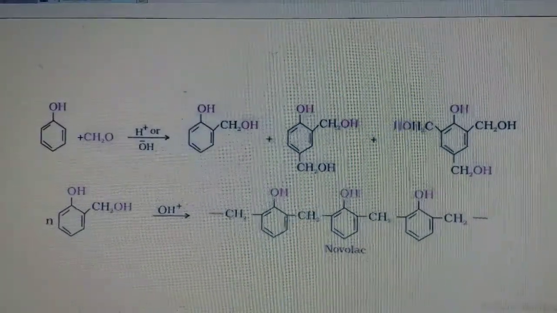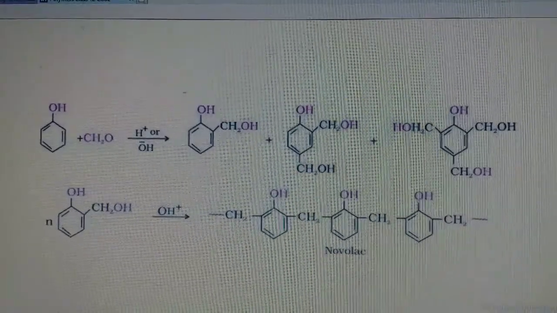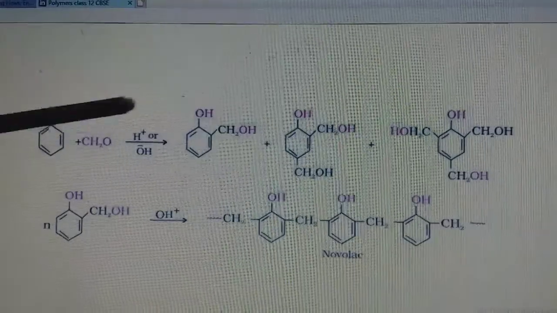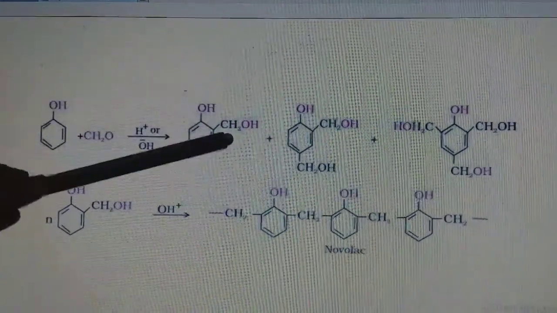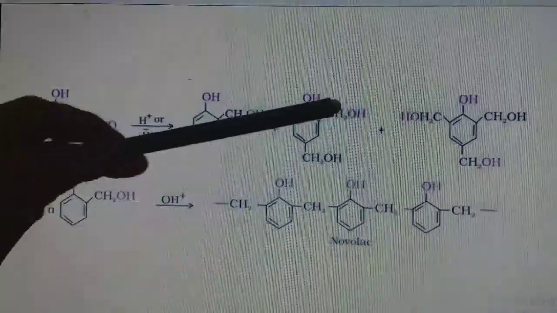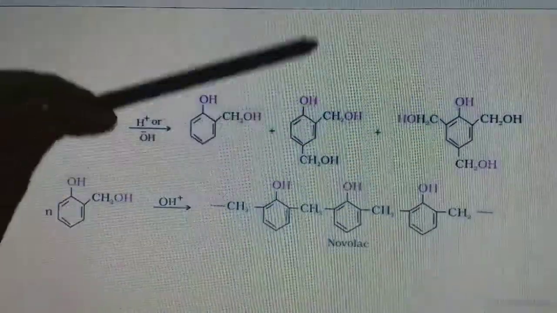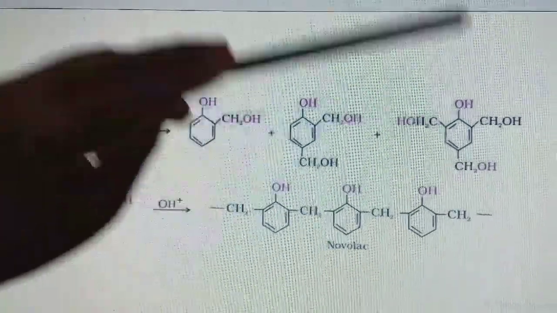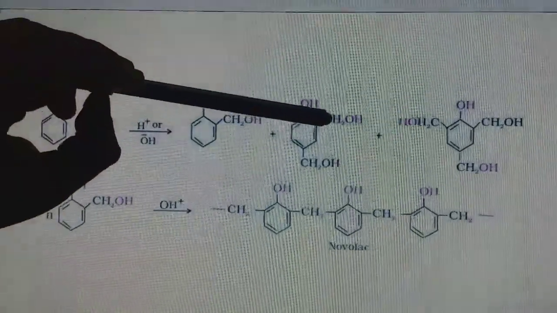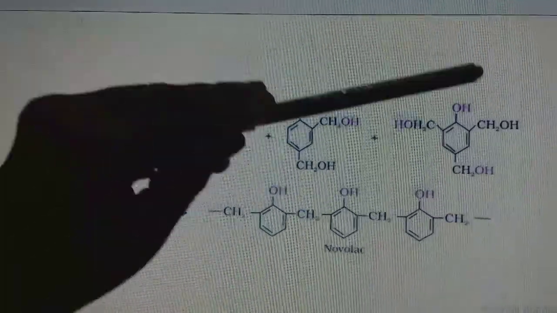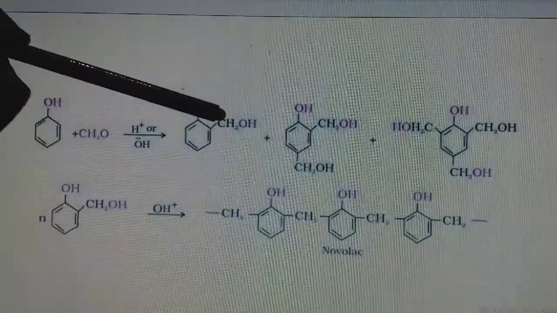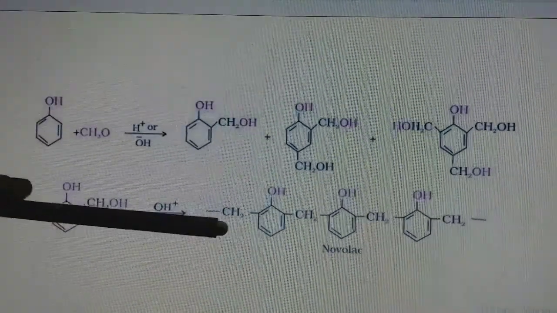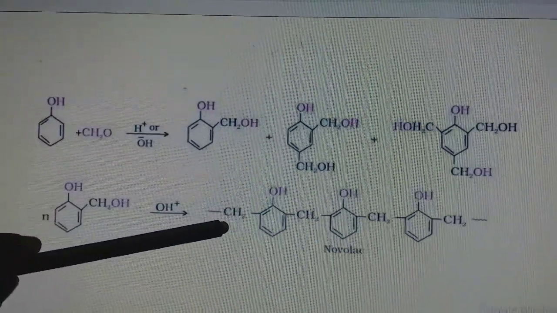A mixture of those products we call ortho and para-hydroxymethylphenol. This is ortho-hydroxymethylphenol. This is ortho and para-hydroxymethylphenol. This is also ortho and para-hydroxymethylphenol. The positions you can mention: this is 2, this is 4, this is 2, 4, 6, and here it is 2. Then that condenses with the release of a water molecule, forming a polymer.